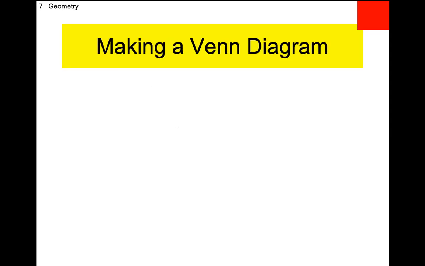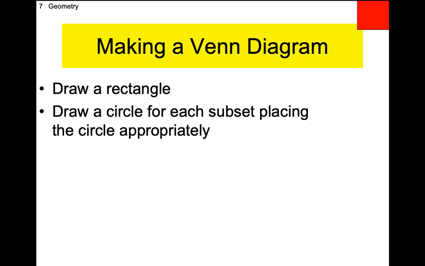Okay, so to make a Venn diagram, it's a pretty simple thing. You simply need two things. You need to start off with a rectangle, and then you draw a circle for each subset. Now, how you place each circle is where you spend the majority of your time thinking about Venn diagrams. Circles can be inside of circles, circles can intersect other circles, but each circle represents a specific collection. We call that a set of something. And in a Venn diagram, you get to define what that is.